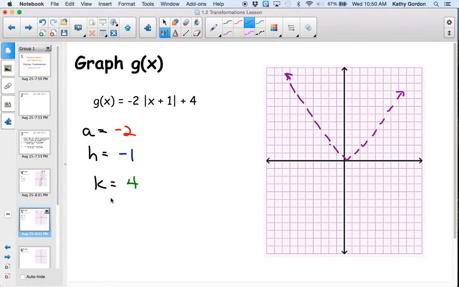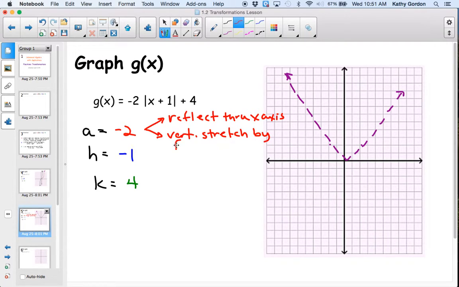Okay, so what effect is that negative 2 going to have on my graph? It's going to flip it, which we would say reflects. Okay? And there's going to be a vertical stretch. By what factor? 2.